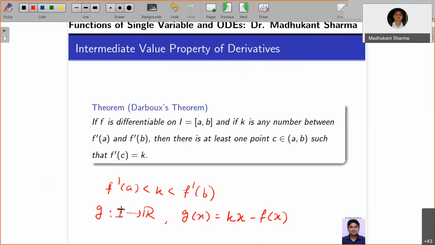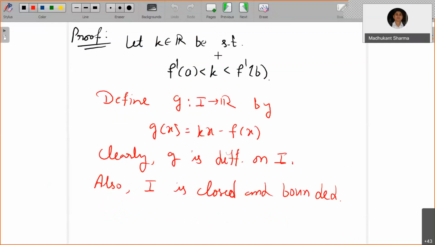Okay, so let's look at the proof here. Let k belong to R be such that this happens, and define g from I to R by this. So g is differentiable on I, also I is closed and bounded, so the maximum minimum theorem tells you that g attains its absolute maximum at some point, say c in I. We are going to show first that c is going to be an interior point. It cannot be a boundary point. That's the very first thing.